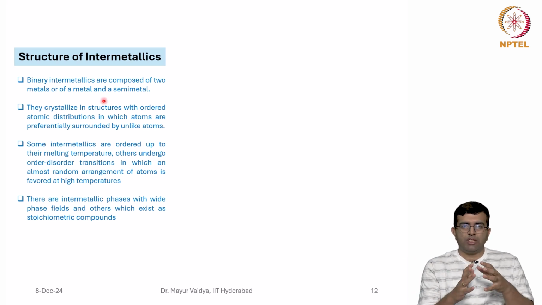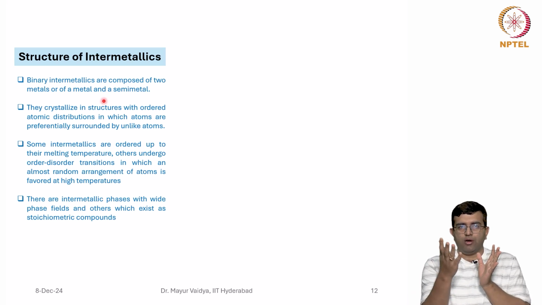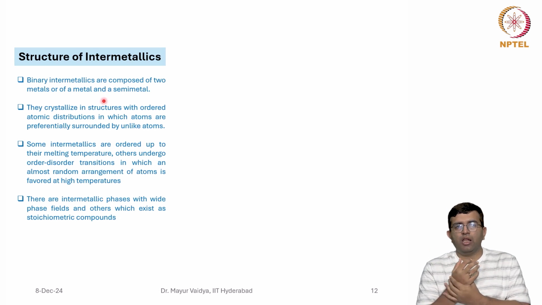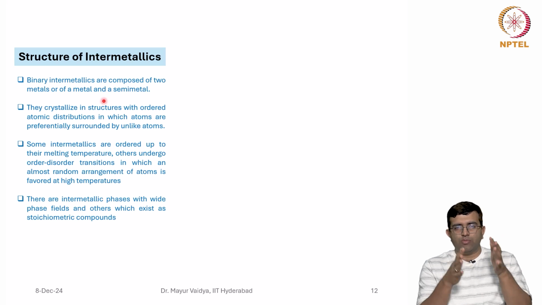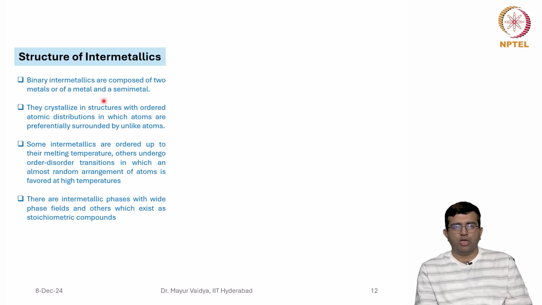And some intermetallics are ordered up to their melting temperature, for example NiAl, whereas in some cases there are order-disorder transitions which occur. So at low temperature it is ordered, at higher temperature it becomes disordered. Copper zinc intermetallics are one example here.